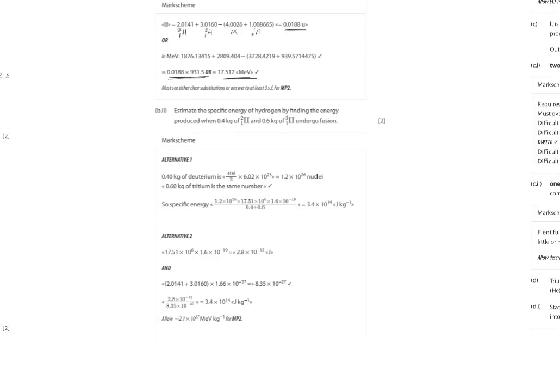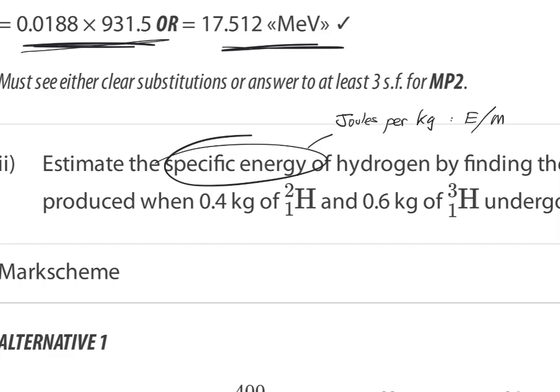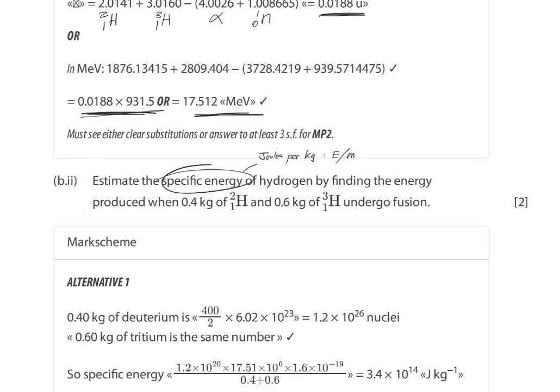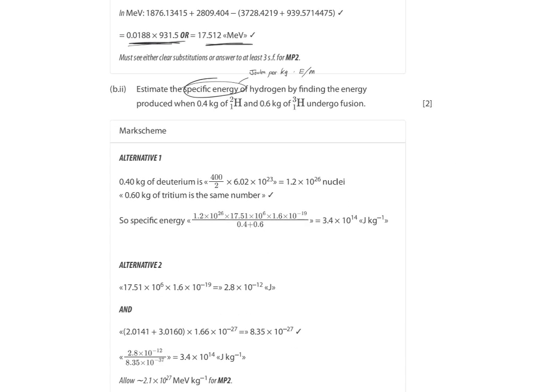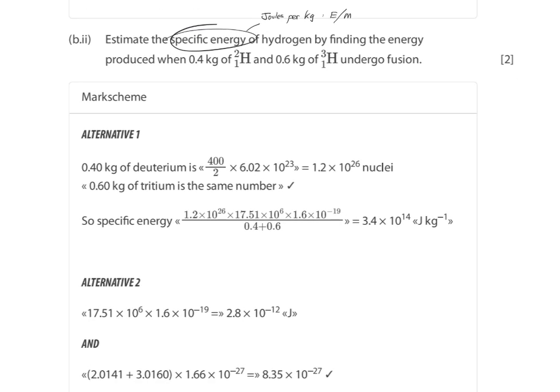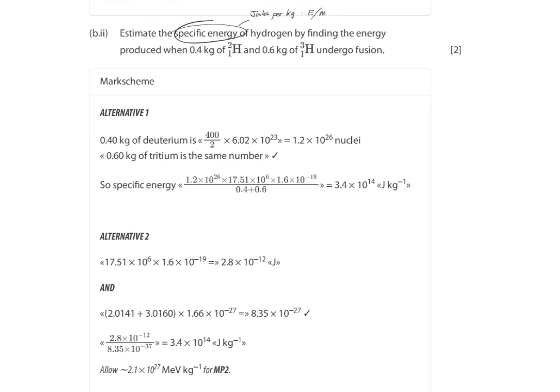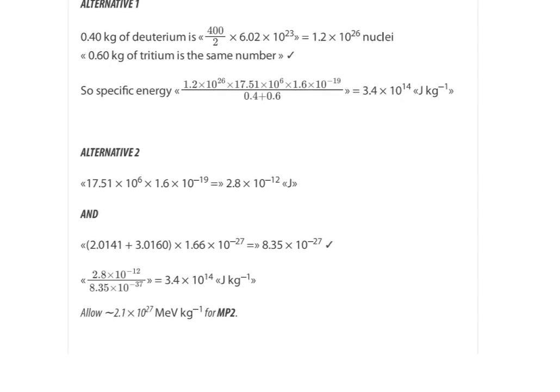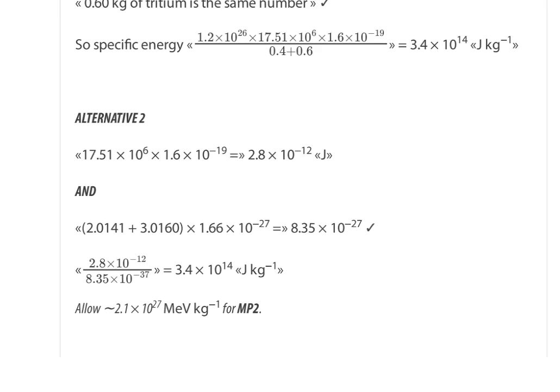So in BII, they talk about specific energy. The specific energy is the joules per kilogram, or the energy per unit mass. And so we have 0.4 kilograms of deuterium and 0.6 kilograms of tritium undergoing fusion. In the first method, they use the number of nuclei that they get from Avogadro's number, the 6.02 times 10 to the 23rd. I personally like the second alternative. Makes more sense to me.